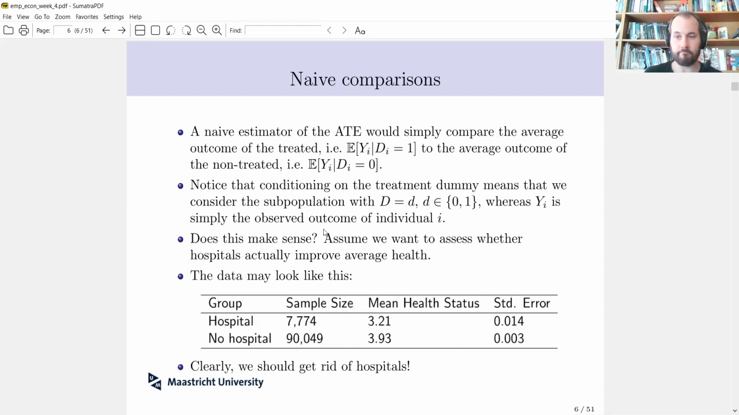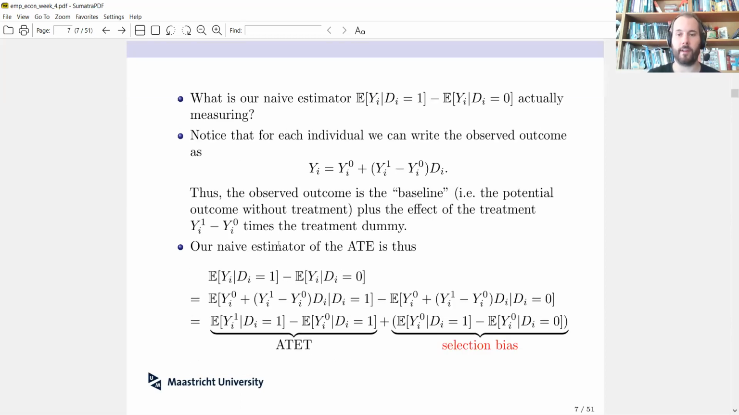If you interpret this naive comparison as if it was measuring the average treatment effect, the outcome of your experiment would be: get rid of the hospitals. Now, it is very clear that this naive comparison, that's why it's called naive, does not really make sense. If we simply take the observed average outcome in the treated group versus the non-treated group, we are probably making a mistake here.